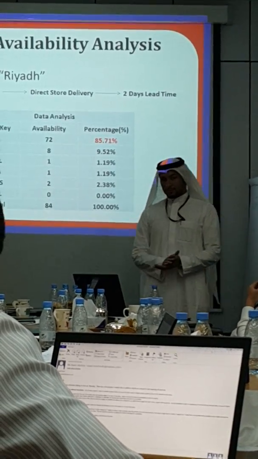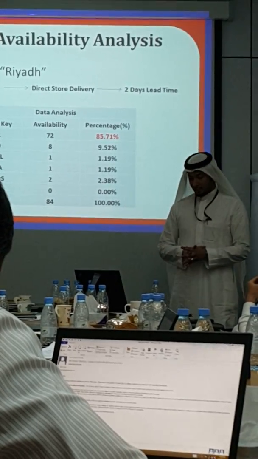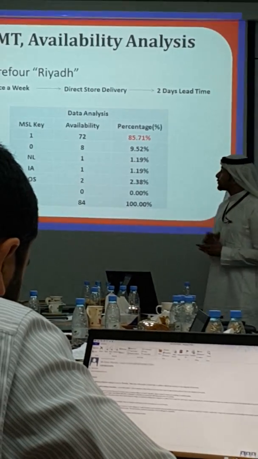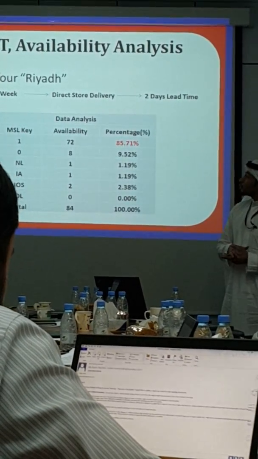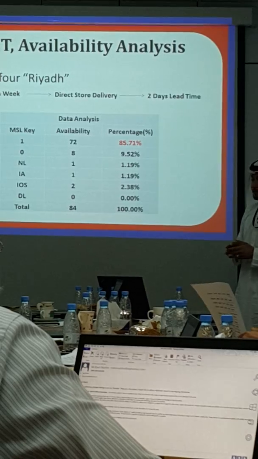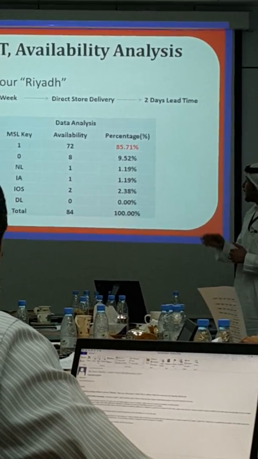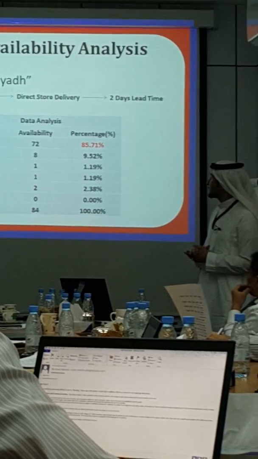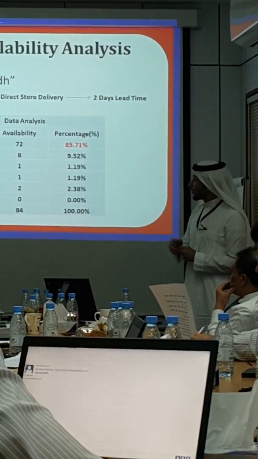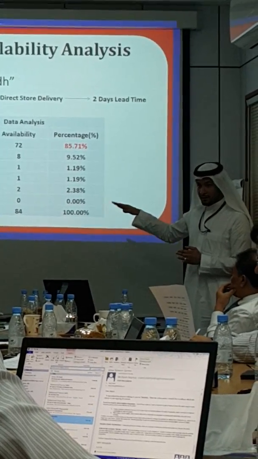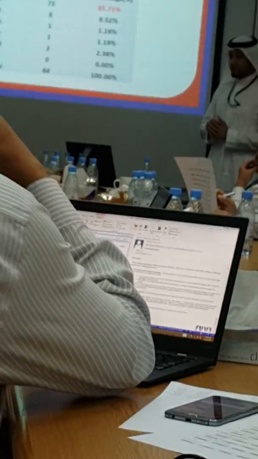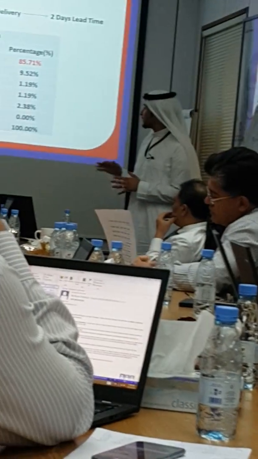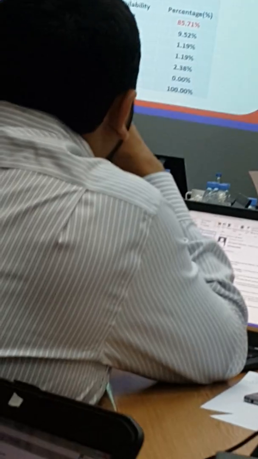So the modern trade availability analysis in Carrefour: they order twice a week, the type of delivery is DSD, and whenever the order is issued, there are 2 days of lead time. As you can see, within those 84 SKUs, we are available in 85%. We are not available in 10% of the SKUs.